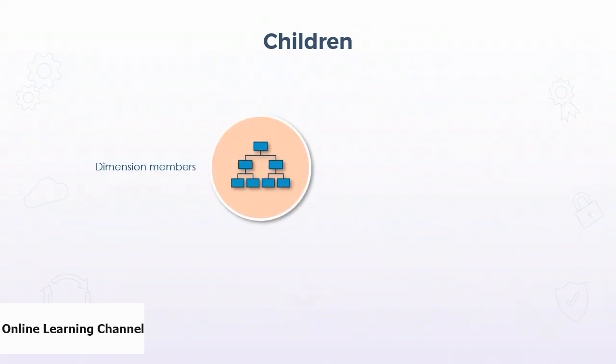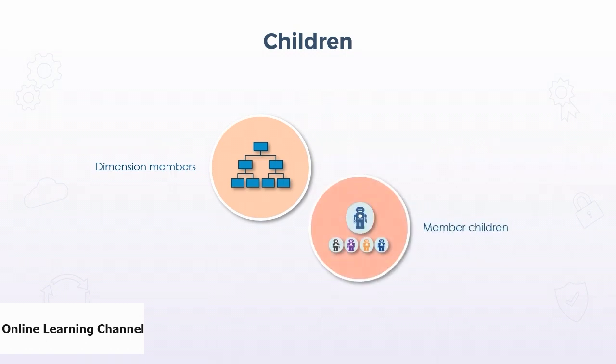Finally, it's important to understand the parent-child relationships in the dimensional hierarchy. All the members of a dimension are called children of that dimension. In our case, country, area, store, and department would all be children of the dimension region.